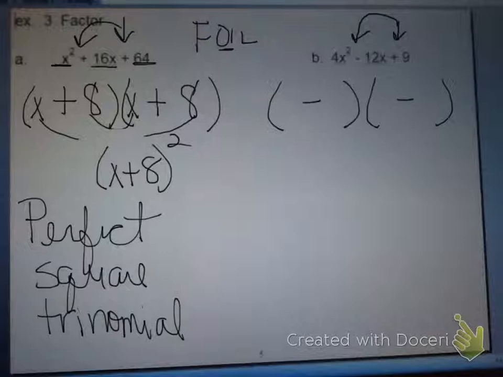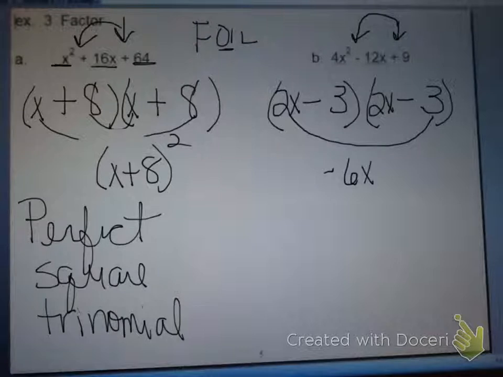The square root of 4 is 2, so I'm thinking it's going to be 2x in the front of each binomial, and the square root of 9 is 3, so I'm going to try that first. You always have to check to make sure you get the middle term by checking the outside, which is negative 6x, and my inside is a negative 6x, which is a negative 12x, and that is my middle term. So yes, it is a perfect square trinomial.